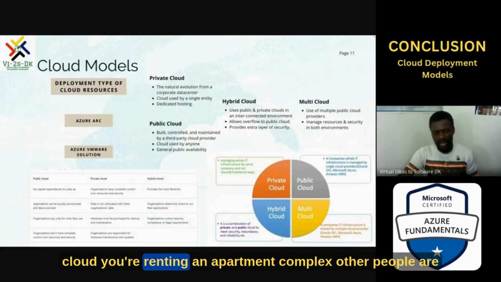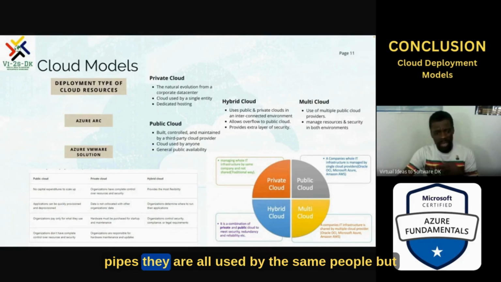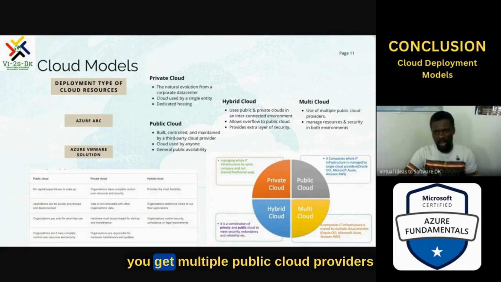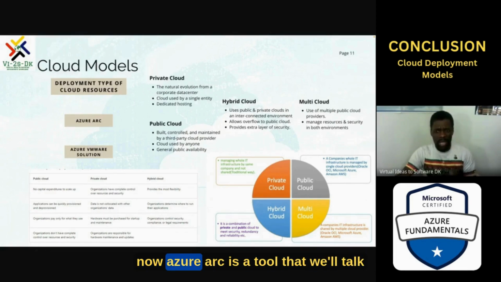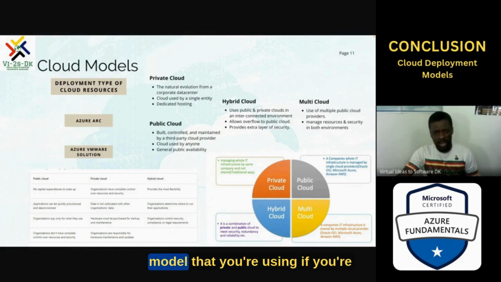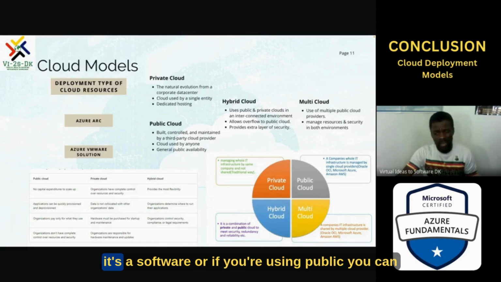Public cloud, you're renting an apartment complex. Other people are also using the same electricity, the same water pipes. They are all used by the same people. But hybrid, you get to mix the two of them. Multi-cloud, you get multiple public cloud providers. Now, Azure Arc is a tool that we'll talk about later on. Azure Arc is a tool that helps you manage whatever type of model you're using. If you're using on-premises, you can still manage it with Azure Arc. It's software. Or if you're using public, you can use Azure.